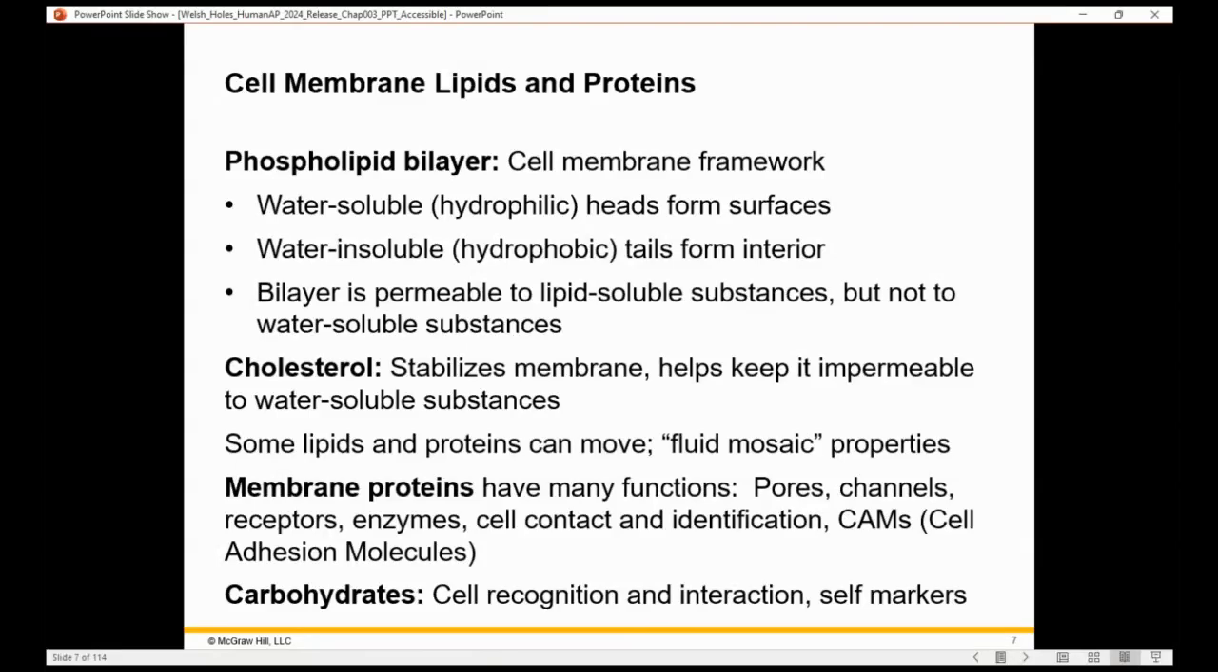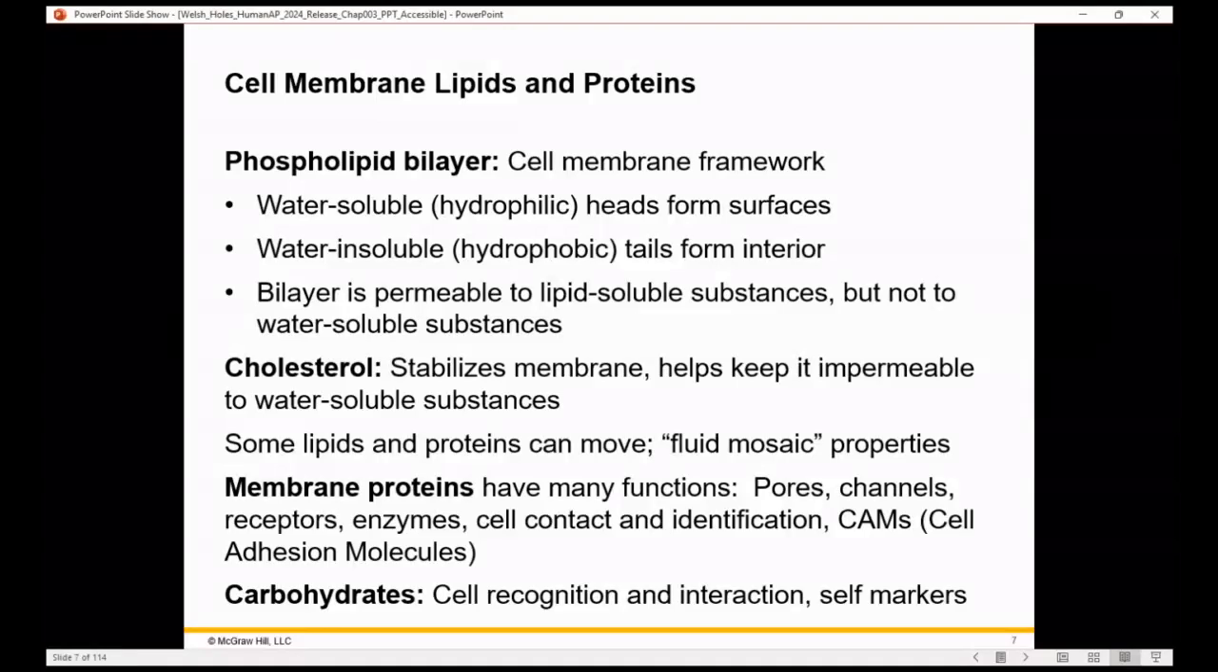Okay, the lipids are actually phospholipids. That means they do have a phosphate part to them, and it is a bilayer. It has a water-soluble or hydrophilic head that forms a surface, and water-insoluble or hydrophobic tails that form the interior of the membrane. Okay, and these heads are on both sides of the membrane since it's a bilayer. The bilayer is permeable to lipid-soluble substances, since it does have lipids in it, but not to water-soluble substances.